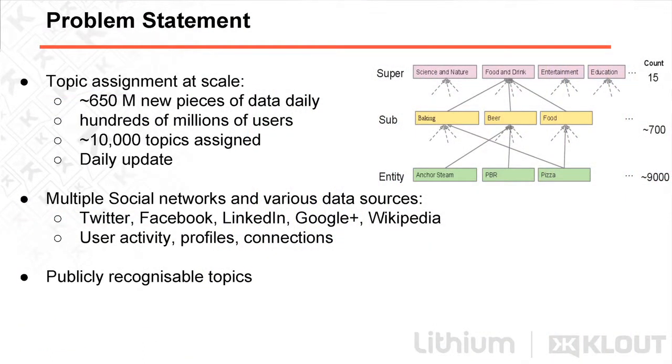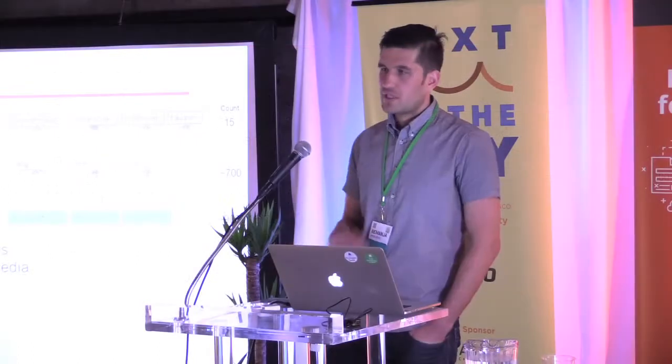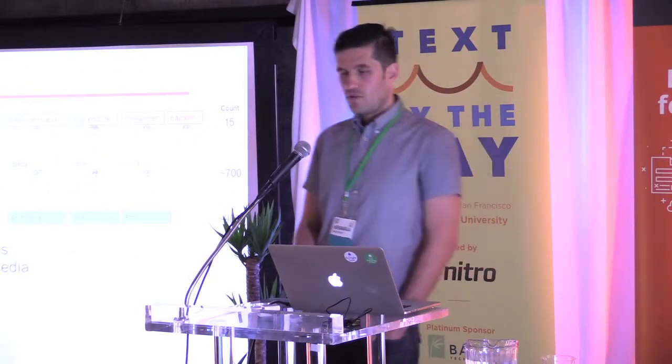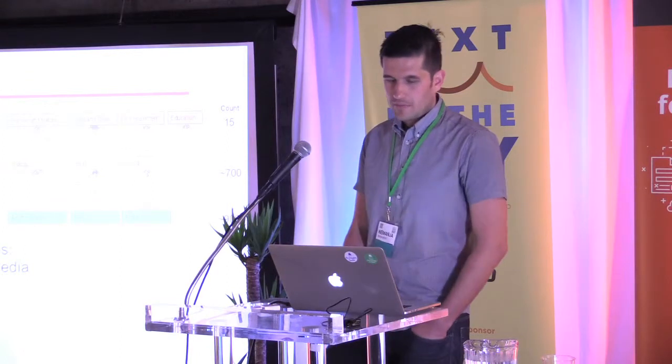So what are we dealing with in this setup? Basically, one of the main challenges is being able to process huge amounts of data on a daily basis with very limited cluster capacity, right? Every day we get about 650 million new pieces of data. Then we are assigning topics for hundreds of millions of users across different social networks. And our topical ontology is pretty big. It has about 10,000 different topics in it. And all of this needs to be updated in a timely fashion, so we recalculate the scores every day.